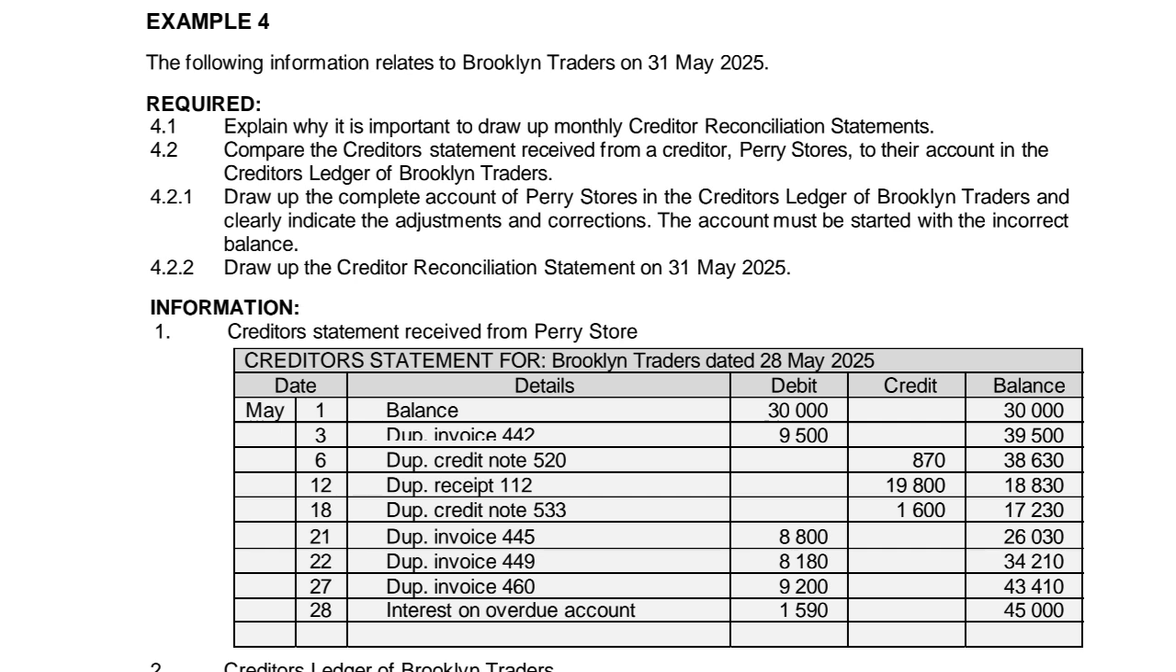Example 4. The following information relates to Brooklyn Traders on 31 May 2025. Required. 4.1. Explain why it is important to draw up a monthly creditors reconciliation statement. 4.2. Compare the creditors statement received from a creditor, Perry Stores, to their account in the creditors ledger of Brooklyn Traders. 4.2.1. Draw up the complete account of Perry Stores in the creditors ledger of Brooklyn Traders and clearly indicate the adjustments and corrections. The account must be started with the incorrect balance. 4.2.2. Draw up the creditors reconciliation statement on 31 May 2025.